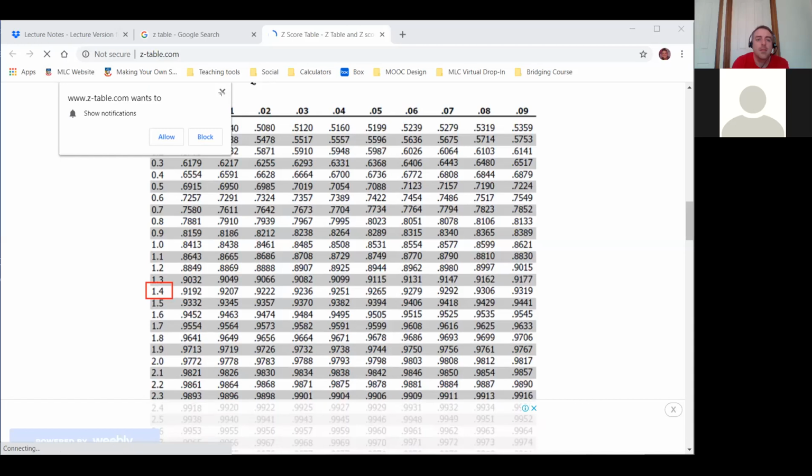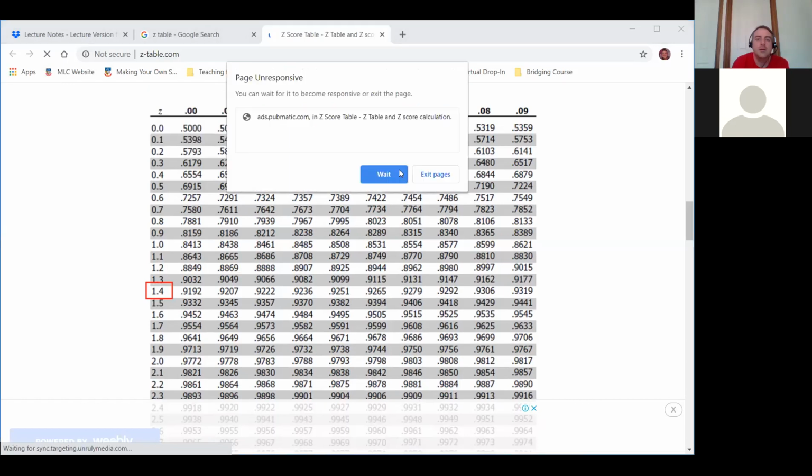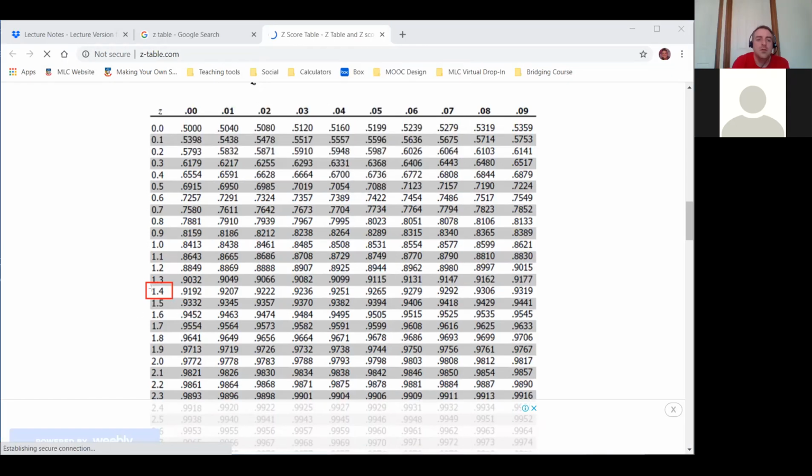Just a second, my computer's doing something weird. Right. There's 1.4 there, and then a 1.43 would be there. And so together, they give me this probability here. Okay, and so that's the probability of being less than, because this table only gives me the left-hand side.